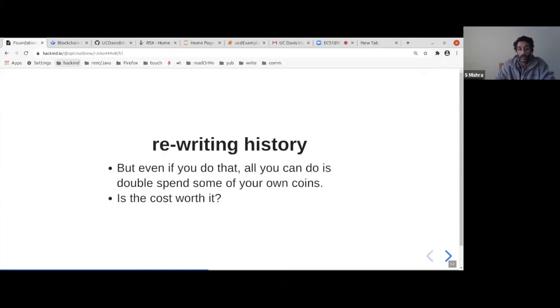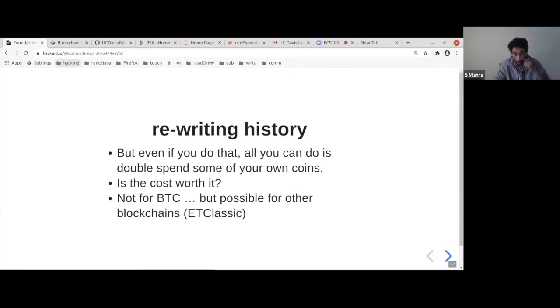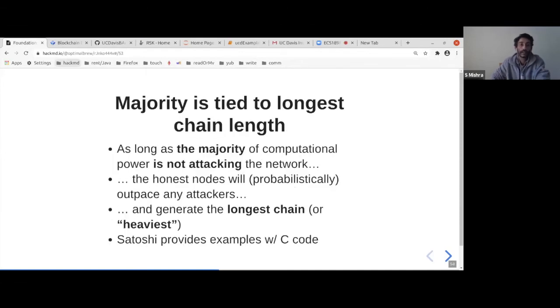But the point is, it's often going to be a lot more profitable to just keep mining. If you have those resources, 5 million a day, spend that on mining or something else rather than trying to rewrite Bitcoin. Because at most, all you can do is double spend your own coins. Even if you have 100% of the hashing power, you can never spend someone else's coins. But for other blockchains that have less security, less computation power, like Ethereum Classic, it's still possible for people to attack them and reverse transactions.